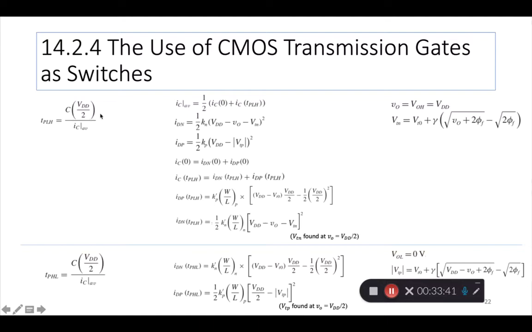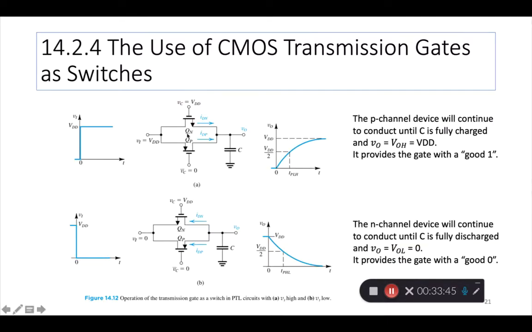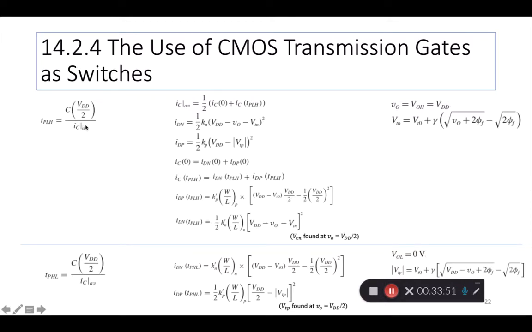So you have the time formula, right? What is TPLH and what is TPHL? When does that happen? So that's one formula. Then all these currents, you need this IC average. To find this IC average, you need so many things. So I've given you all those.